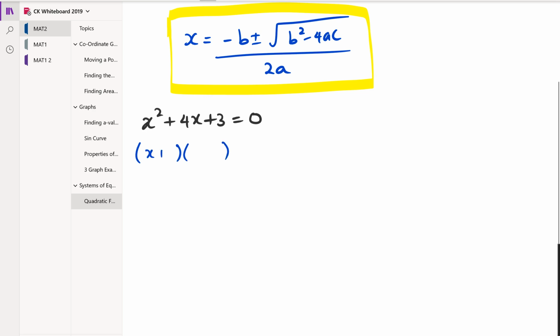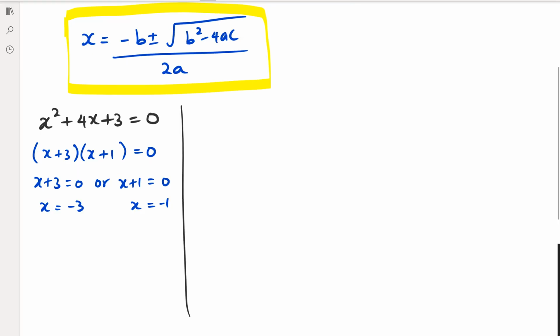So we know that when we factorize this, it's going to be (x plus 3)(x plus 1), because 2 numbers multiplied to get 3 are 3 and 1, and they also add up to 4. So from here I can see that x plus 3 is equal to 0, or x plus 1 equals 0, and what I'm going to get is x equals minus 3 on one side and x equals negative 1.